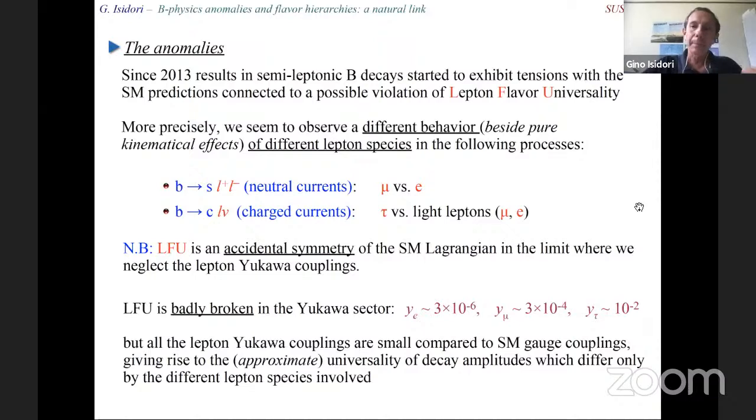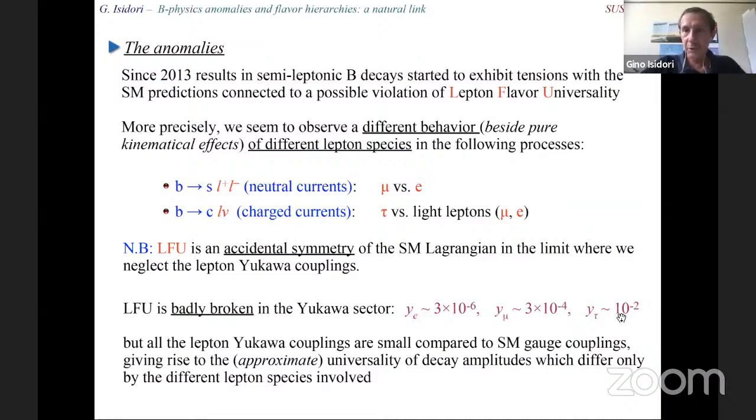Actually, it is an approximate accidental symmetry. It's not even an exact one, because it's broken by the Yukawa coupling. So it's a symmetry that we have: the fermions couple universally if we switch off the Yukawa coupling. Indeed, lepton flavor universality is badly broken in the Yukawa sector. You see here the three Yukawa couplings that go from 10 to the minus 6 to 10 to the minus 2. However, all of them are very small compared to the gauge coupling.